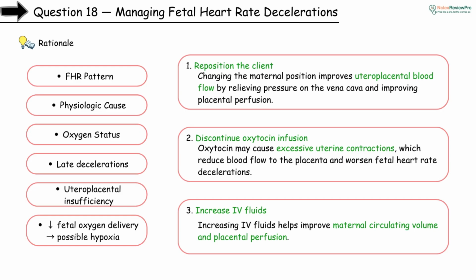Step 2. Discontinue oxytocin. Oxytocin increases uterine contractions. Too many contractions reduce blood flow to the placenta. So stopping oxytocin removes that stress and helps restore oxygen delivery. Step 3. Increase IV fluids. This improves maternal circulating volume. Better volume means better placental perfusion and improved oxygen transport to the fetus.